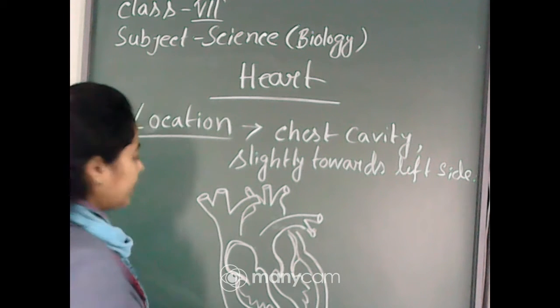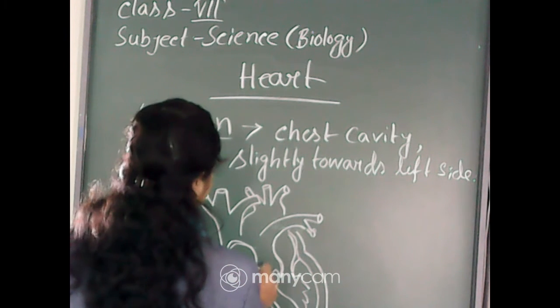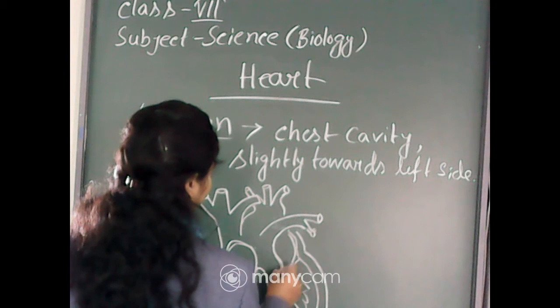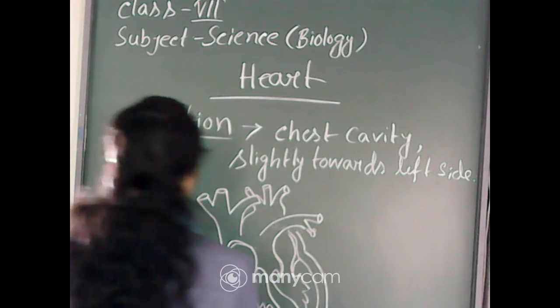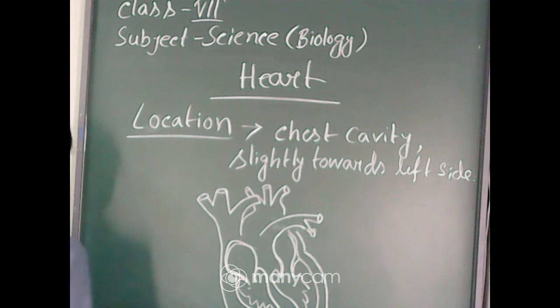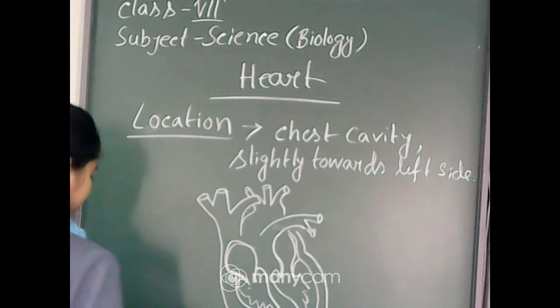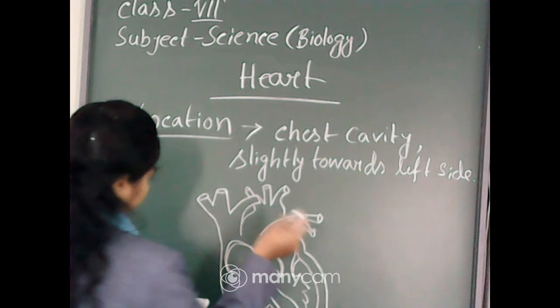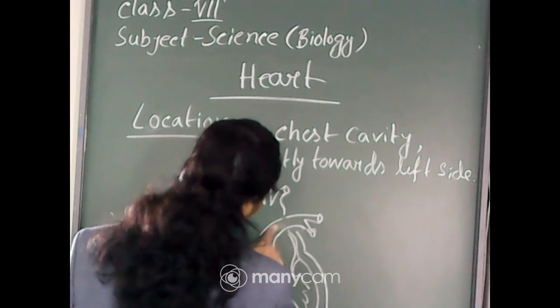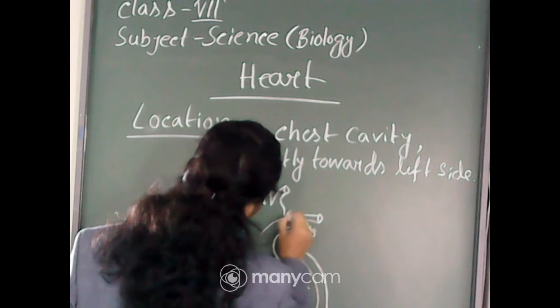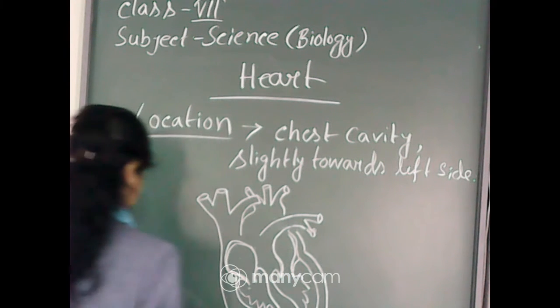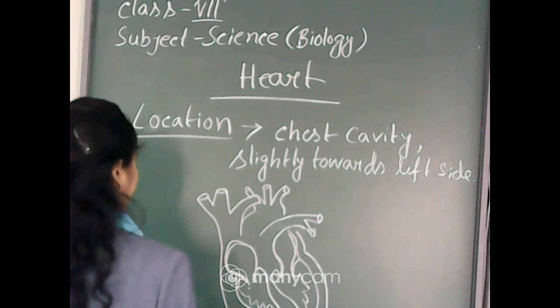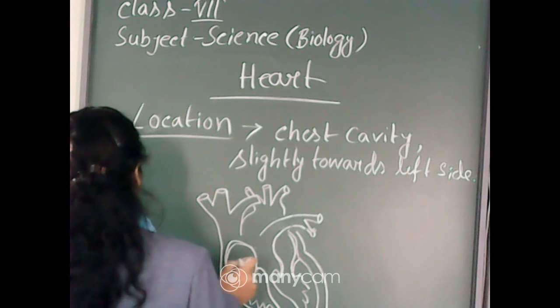Now, you can easily see four chambers. Here are 1, 2, 3, 4. Now you should concentrate here. I am writing the portions of the heart.